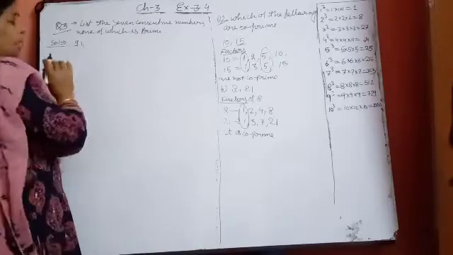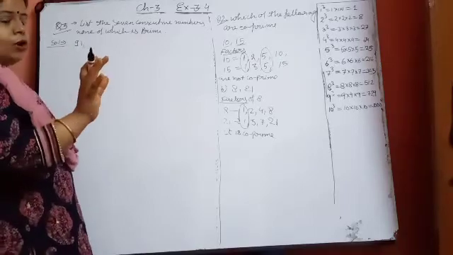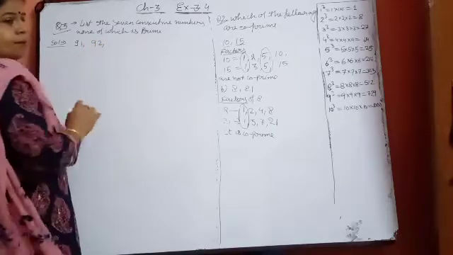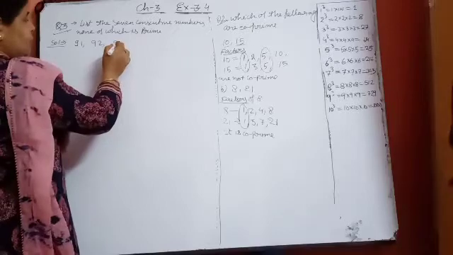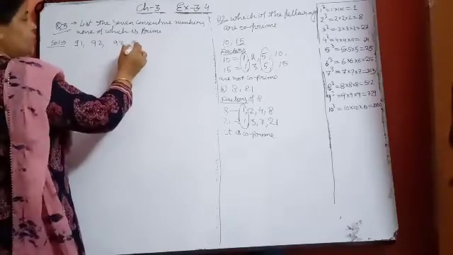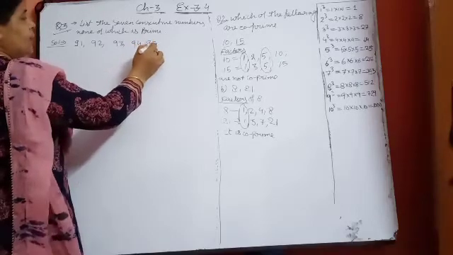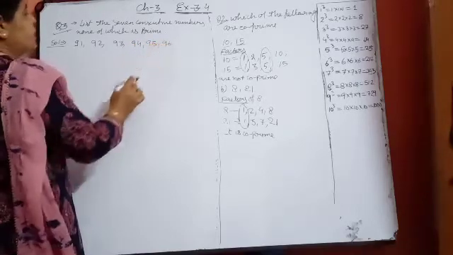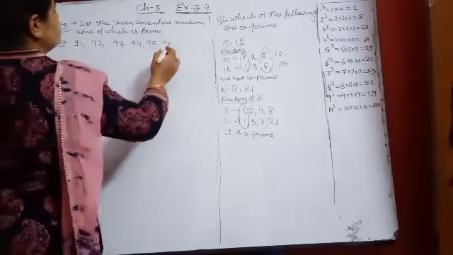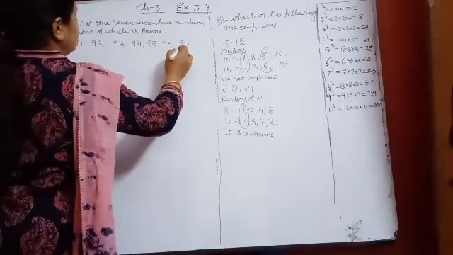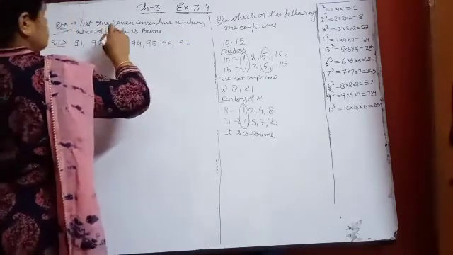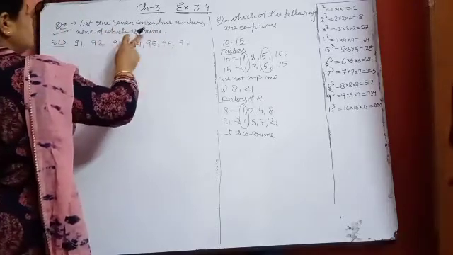91 is not a prime number, it comes in the table of 7 and 13. 92 is also not prime. 93 is also not prime, it can be divisible by 3. 94 is not prime. 95 is not prime. 96 is not prime. And 7 continuous numbers we have to write. And 97 is prime.